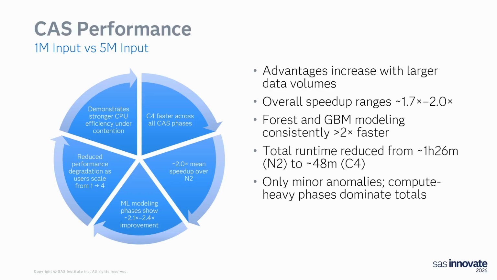And so just in summary, advantages seem to increase with larger data volumes. The overall speedup is around 2. Forest and gradient boosting, which tend to be the most popular models, was greater than 2x faster. So that's really cool to see. The total runtime, again, reduced by about a half. I like to think of it in terms of if you were to buy something once and it's 50% off, that's really great. But if you're doing this thousands of times, that's a huge gain. And when you're doing these large pipelines, you're repeating this process over and over again. And only minor anomalies, so it's really safe for our customers to switch it out and they won't see churn in the results.